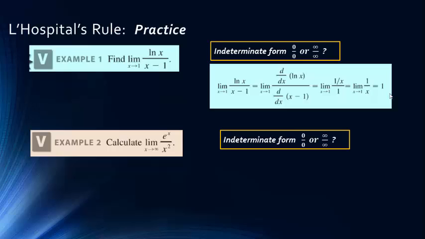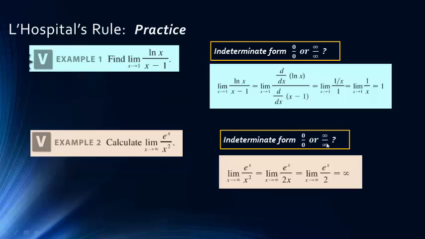Let's check here. Again, the first step is, do we have an indeterminate form? When we plug in infinity as x goes to infinity into e to the x, e to the infinity is infinity. Infinity squared is infinity. So we have infinity over infinity. So we do indeed have an indeterminate form. So we can apply L'Hopital's rule.